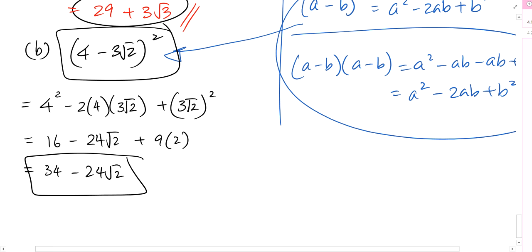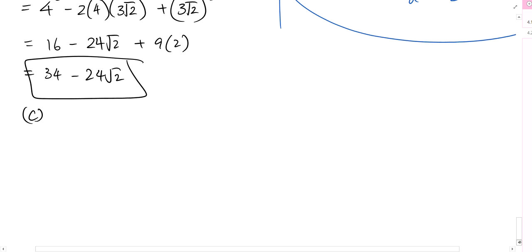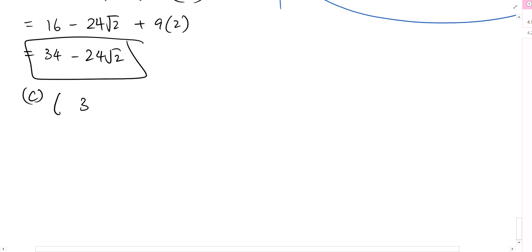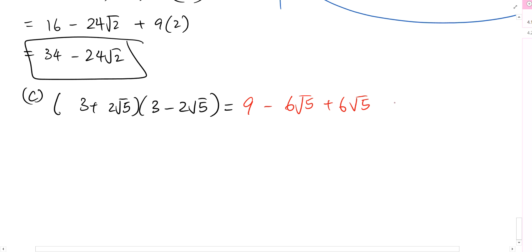Let's try part C now. We have 3 plus 2 root 5 times 3 minus 2 root 5. Okay, what does this give you? Expand it out. Try expanding. So 3 and 3, I get 9. Minus 6 root 5 plus 6 root 5, minus 4 times 5. So 9 minus 20, negative 11.